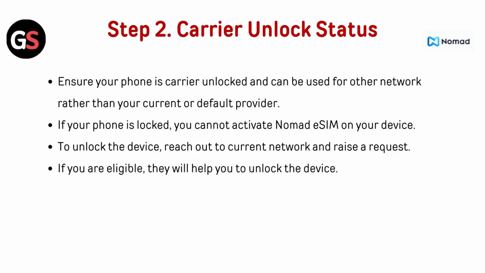Step 2. Carrier unlock status. Ensure your phone is carrier unlocked and can be used for other network rather than your current or default provider. If your phone is locked, you cannot activate Nomad eSIM on your device. To unlock the device, reach out to current network and raise a request. If you are eligible, they will help you to unlock the device.